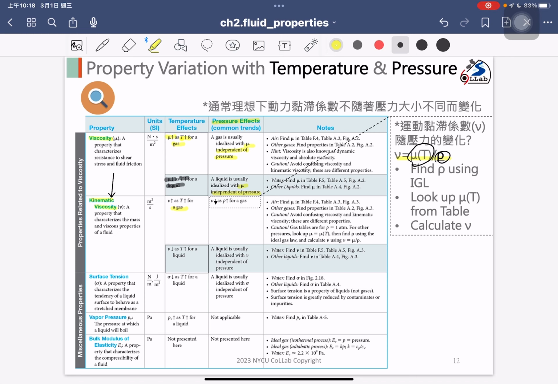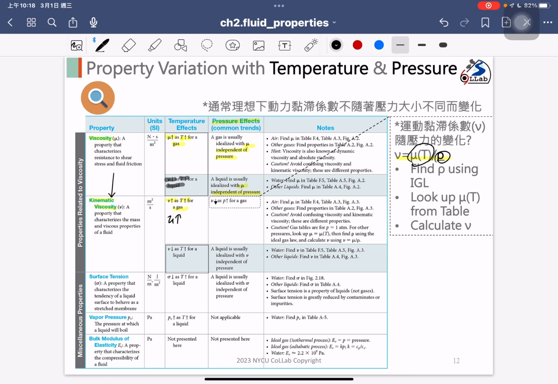Again, the temperature increase will result in the viscosity increase. But that is for the kinematic viscosity, right? So what are the reasons? So you see, we know that the mu will increase when the temperature increases for the gas.